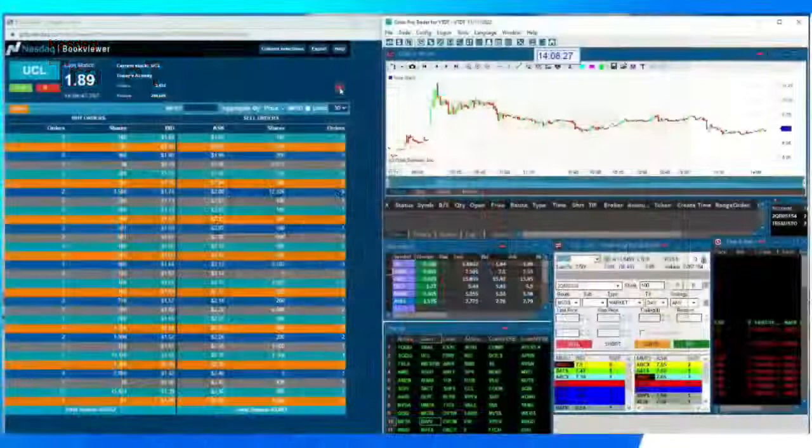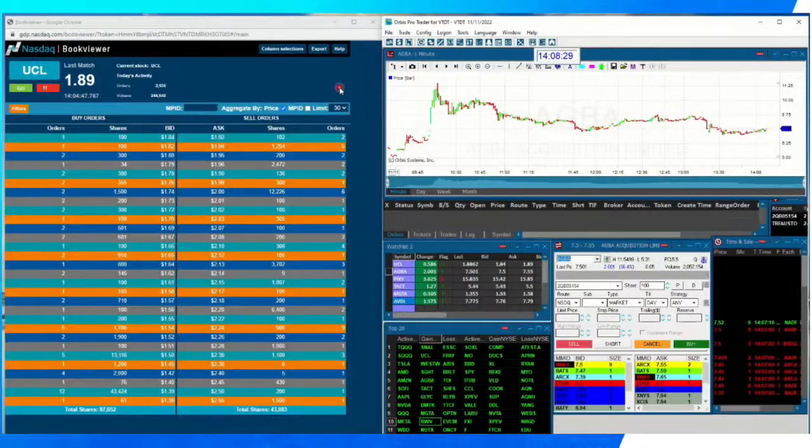So what we got right here is on the left-hand side, you can see we got the Nasdaq BookViewer live. And on the right, we have a direct access platform. And it's basically showing you time and sales and orders and stuff like that.